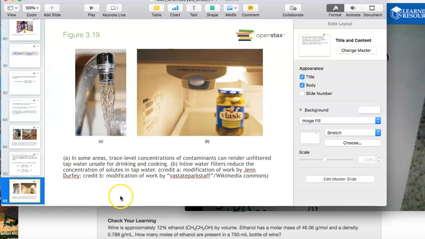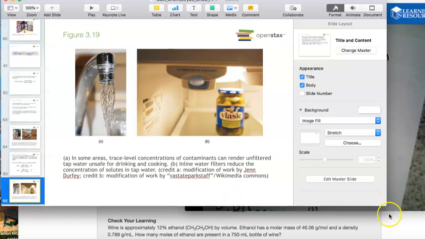So here we see a picture of water coming out of a faucet. It says trace level concentrations of contaminants can render unfiltered tap water unsafe for drinking and cooking. And so it has a picture here of your inline water filter, which reduces the concentration of solutes in tap water. A lot of refrigerators have this built-in filter that you can change out periodically, so that the tap water used to make your ice or dispensed water out of your refrigerator is cleaner than regular tap water.